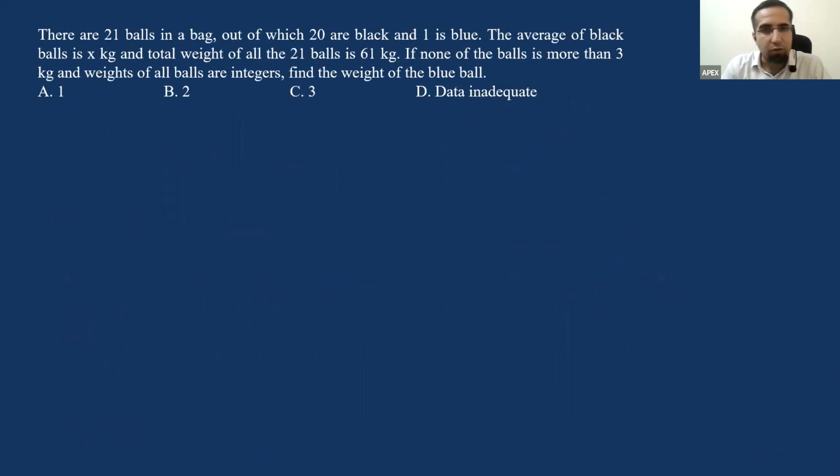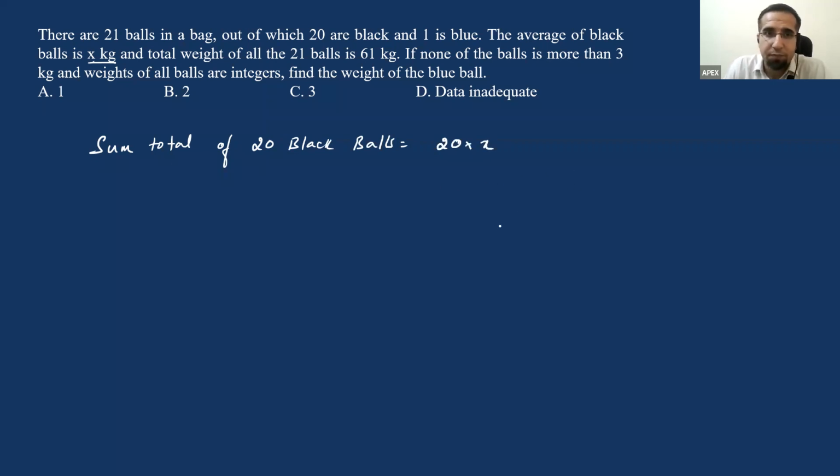Okay. Now, this was a beautiful question, which sounded to be very easy. There are 21 balls in a bag, out of which 20 are black and 1 is blue. I would say this question was tricky. The average of black balls is X. So if there are 20 black balls and the average of black balls is X, that means sum total of all the 20 black balls will be equal to how much, guys? 20 into X, because sum total is average into number of terms.